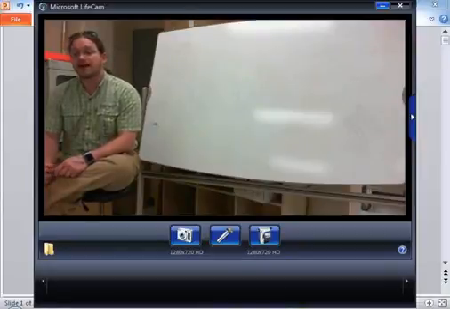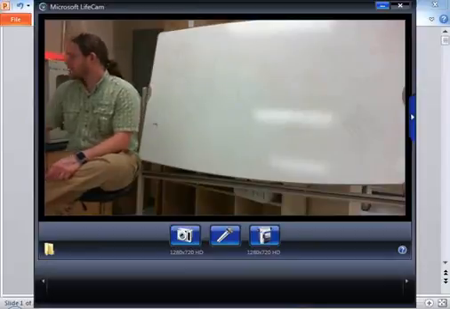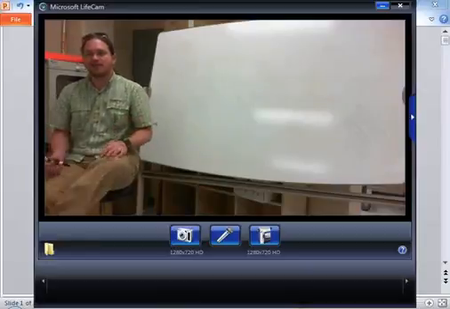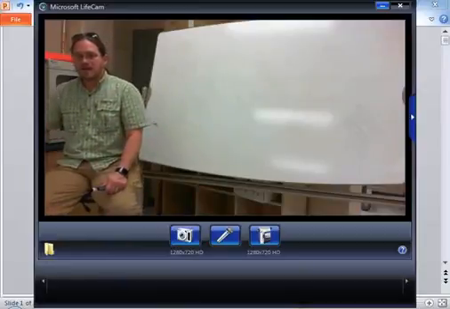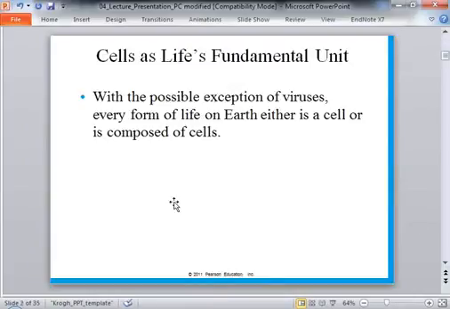The first of the two chapters. And the reason why cells are important is because in biology, it's the study of life, and really, with the possible exception of viruses, every form of life on Earth is either a cell or is composed of cells. And so, if we're talking about the study of life, studying that smallest living unit is very important.